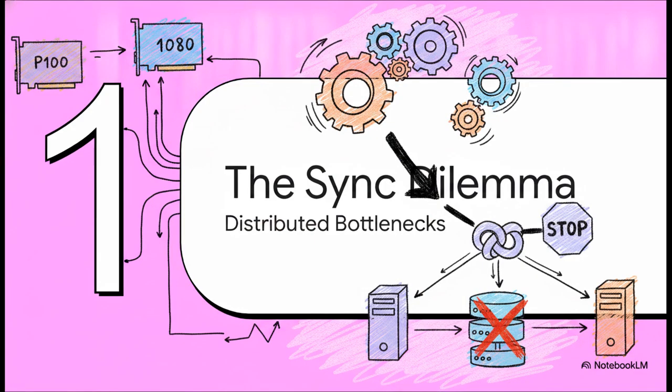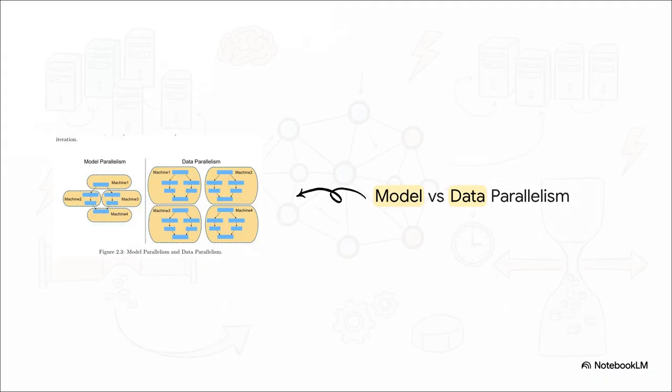Section 1. The Synchronization Dilemma. To ground us visually, let's talk about data parallelism. Scaling this across heterogeneous clusters, where you might have a weird mix of P100s and 1080s, or you're dealing with varying network latency, well, it creates massive inefficiencies. The hard truth is, your entire cluster is literally only as fast as its communication architecture.